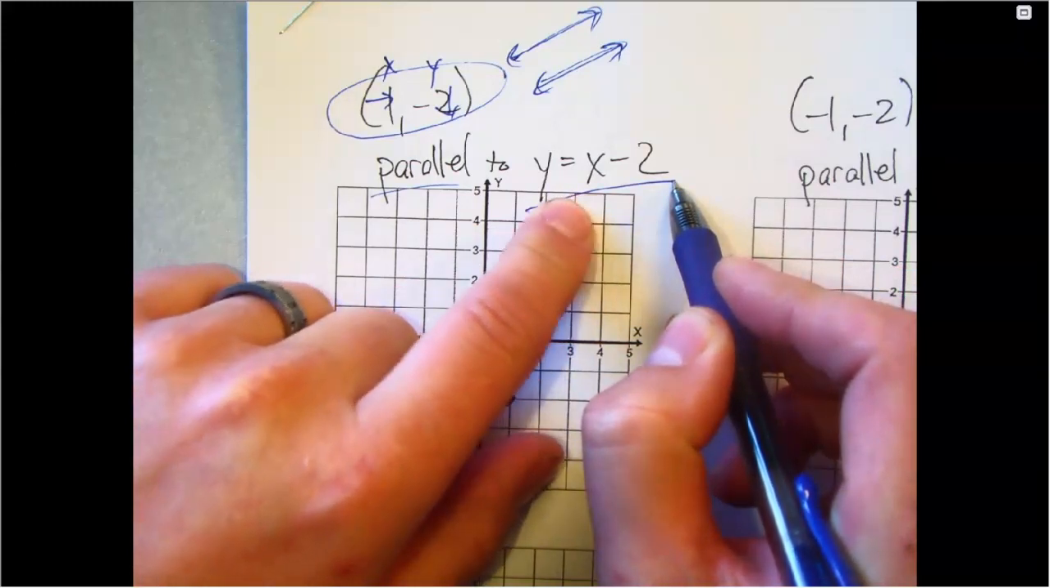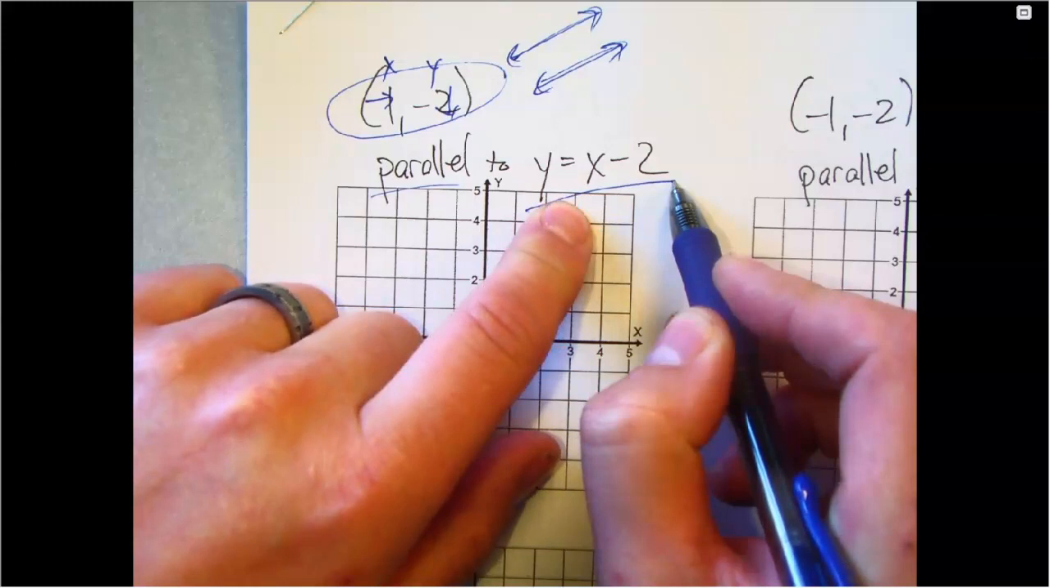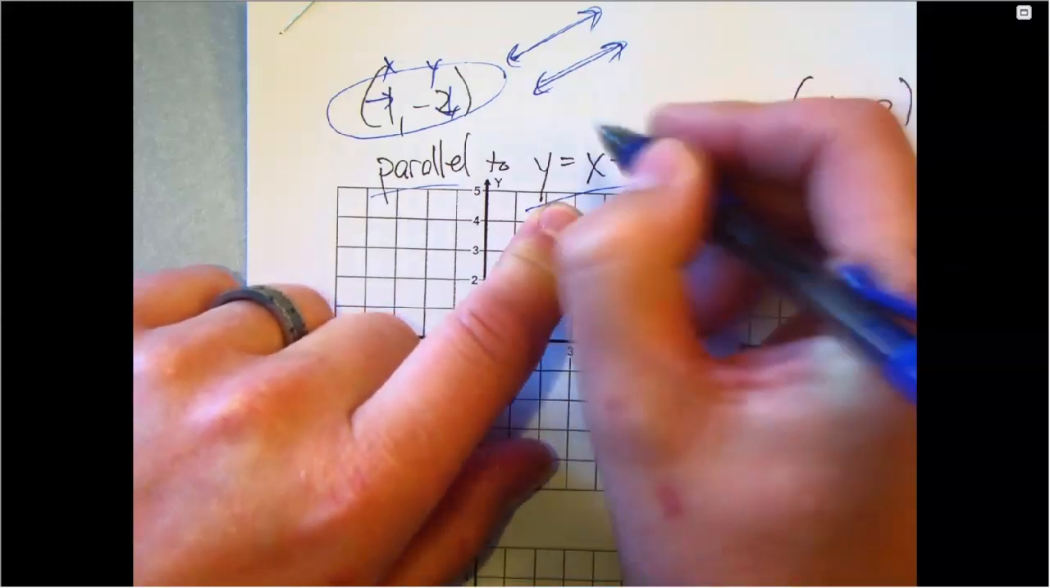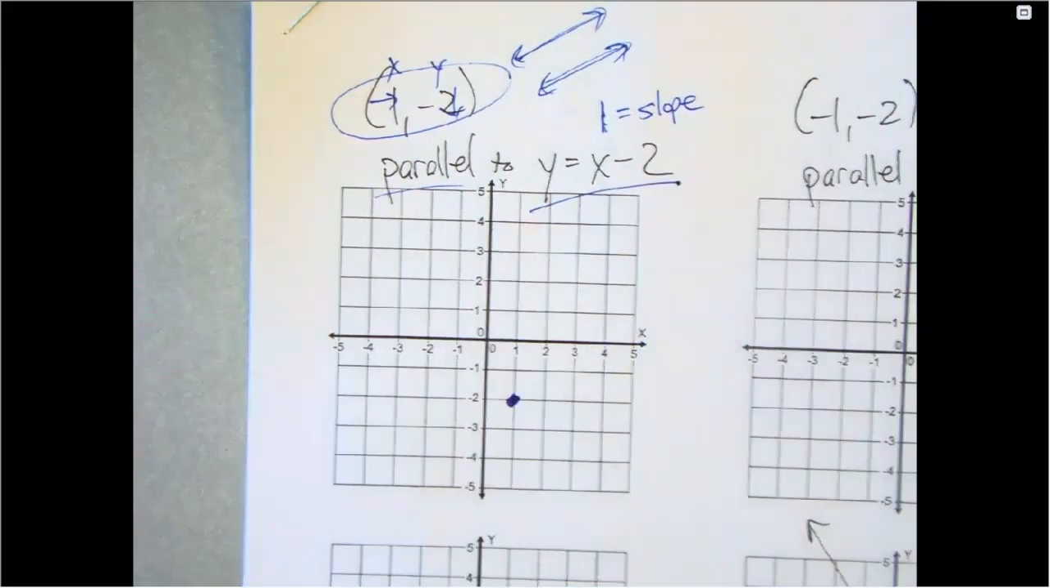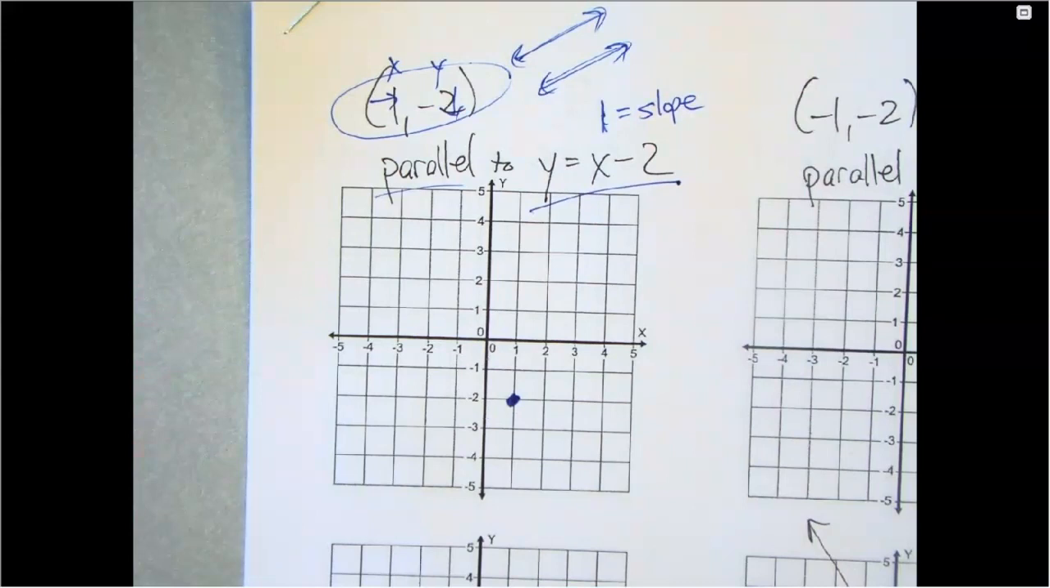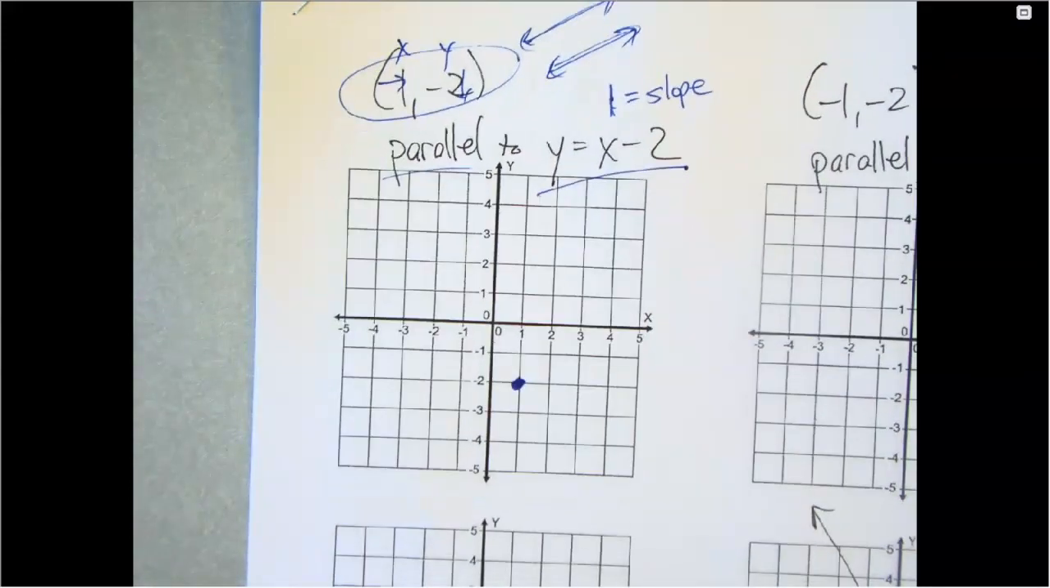What is the slope of this line? Number in front of the x. So the slope is 1. If the slope is 1, what's on the bottom? It's like 1 over 1.